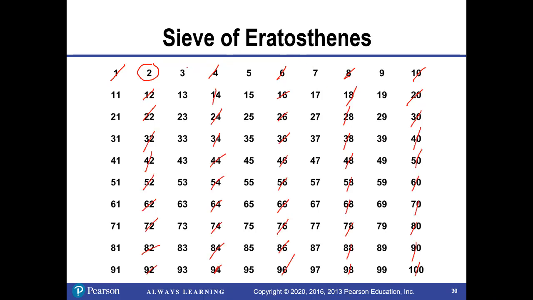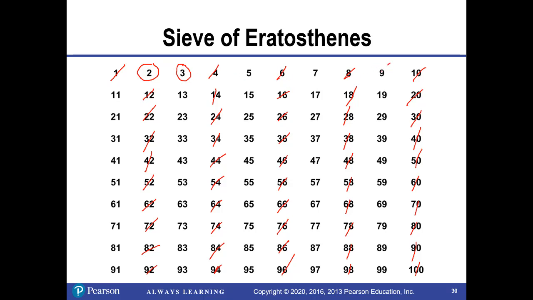That means my next number is prime. So 3 is prime. So now I'm going to do the same thing. I'm going to cross out all the multiples of 3. If something was already crossed out, like 6 is also a multiple of 2, I'm just going to skip it. Sometimes we have students use different colors and stuff like that. That's fine. You could do that.